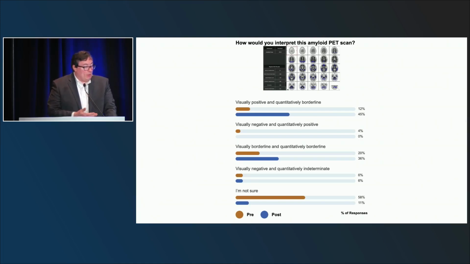The reason I wouldn't call it visually borderline and quantitatively borderline, although I think that's true, is I think this is a case where we can call it positive. But I think this is not the same as a Centiloid 100 where there is no gray-white contrast. It's important in your report to call it out. I like the term borderline positive or borderline negative if it's almost positive. If your referring clinicians prefer another term, I think that's reasonable.